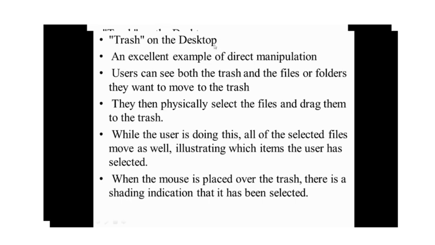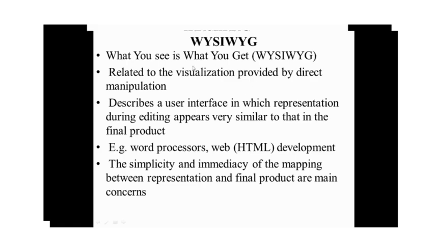Trash on the desktop is an example of direct manipulation. The user can see both the trash and the files or folders they want to move to the trash. Next is what you see is what you get, shortly WYSIWYG. It is related to the visualization provided by direct manipulation. It describes a user interface in which the representation during editing appears very similar to that in the final product. Examples: word processor, web development.